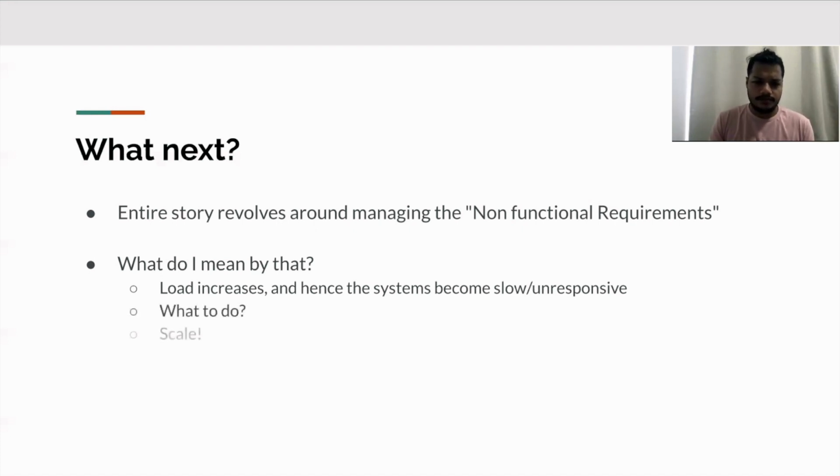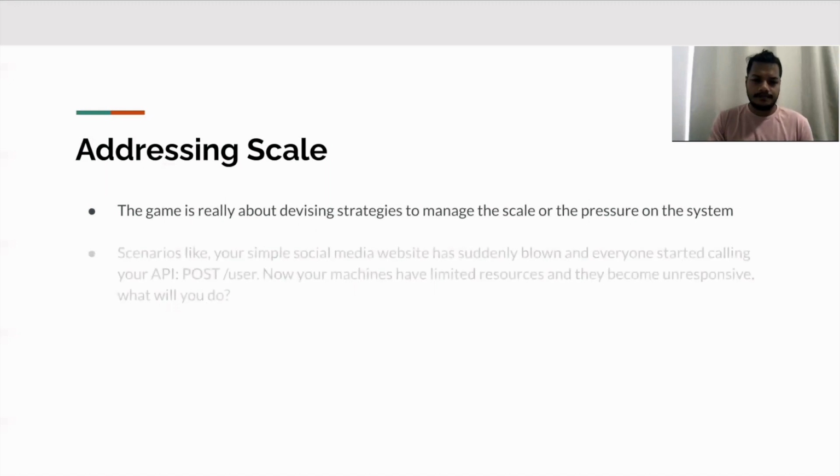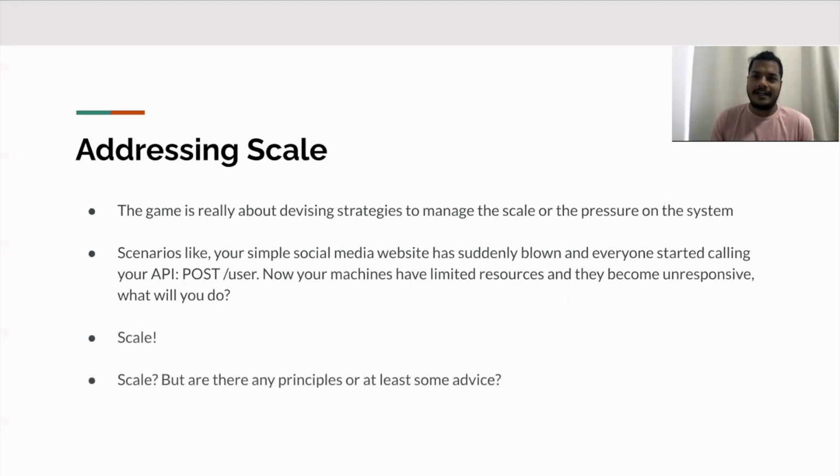So what should we do? Scale. Yes, that is what we will do. Addressing scale. In this section, the game is really about devising strategies to manage the scale or the pressure on the system. Scenarios like your simple social media website has suddenly blown up and everyone started calling your API post/user. Now your machines have limited resources and they become unresponsive. So what will you do? Scale. Scale, but how? Are there any principles or at least some advice? How should I scale? I have come up with a simple design until now, but how should I expand it?